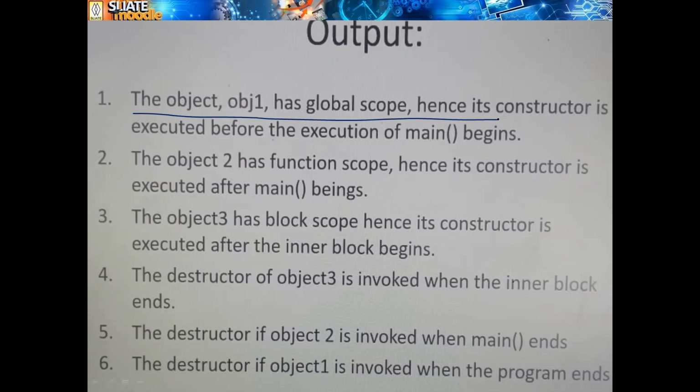The object one has global scope. Hence, its constructor is executed before the execution of the main beginning. The object 2 has function scope, hence its constructor is executed after the main beginning.